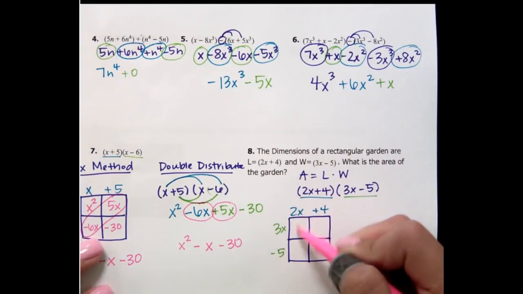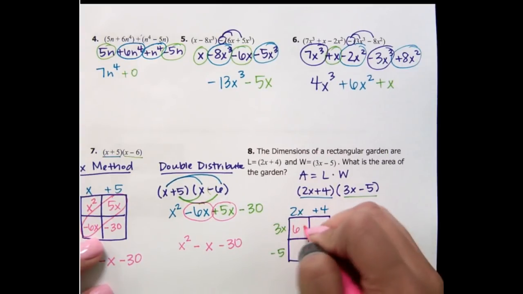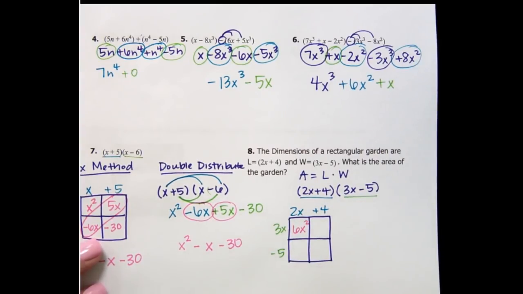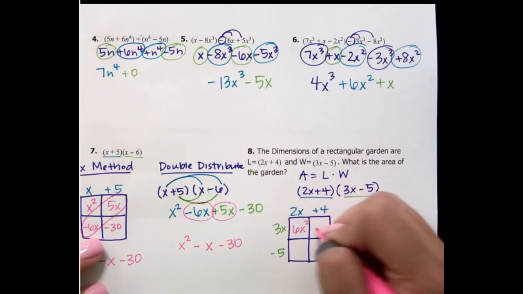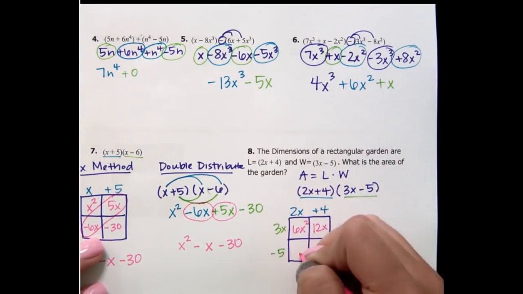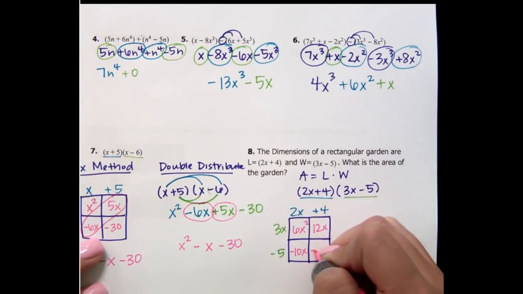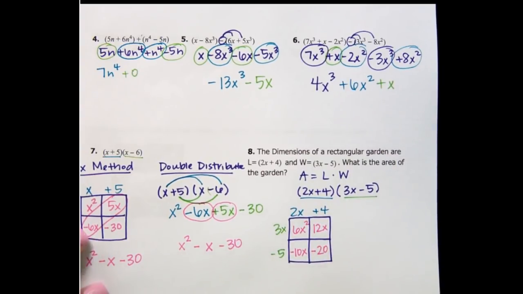2x times 3x. Well, 2 times 3 is 6. X times x is x squared. So you're still multiplying. 4 times 3x is 12x. 2x times negative 5 is negative 10x. And then negative 5 times positive 4 is negative 20.